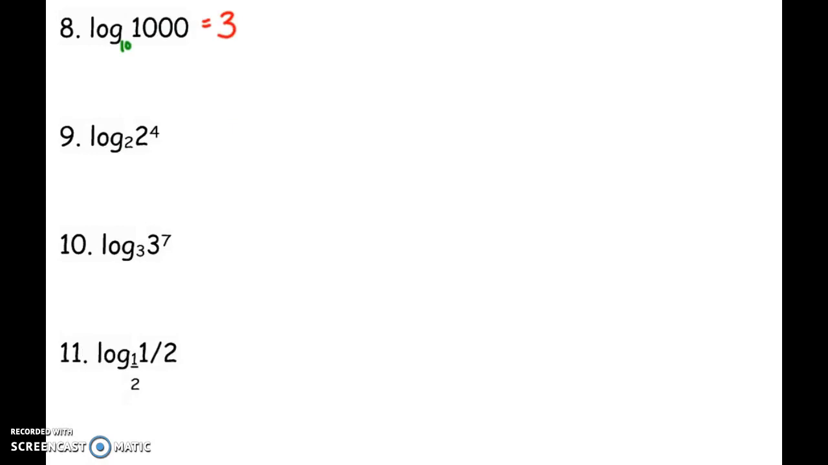Okay, just a few more. Log base 2 of 2 to the 4th. 2 to some power is equal to 2 to the 4th. Kind of a no-brainer there. The power is 4. If the bases are the same, their exponents have to be the same.